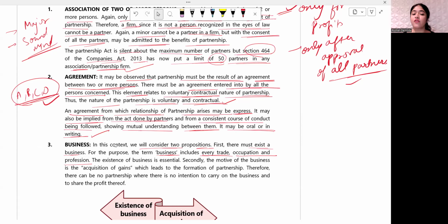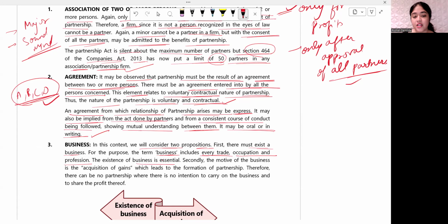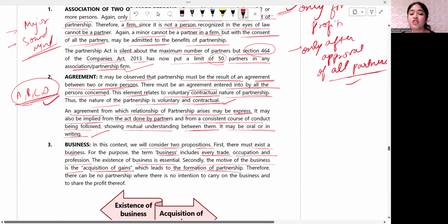Teaching, me and Sudarshan have got into a partnership. So that is a business that we are doing, right? The existence of a business is essential. Secondly, the motive of the business is acquisition of gains. Acquisition of gain means to get the profit, which leads to formation of partnership. So formation of partnership happens when a business is to be run and the motive of that business is to gain the profits. That time a partnership is created.